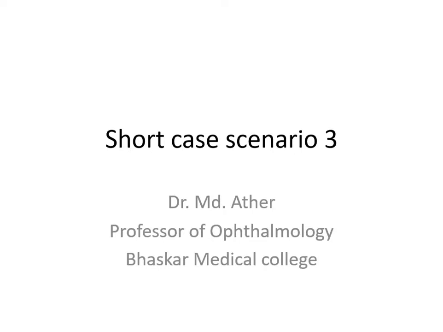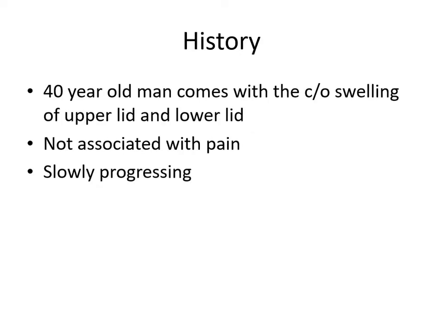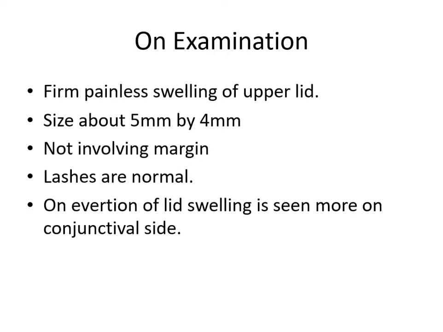So the third short case scenario is a 40-year-old man who comes with a complaint of swelling of the upper and lower lid, not associated with pain. It is slowly progressing in nature. On examination, there is a firm, painless swelling of the upper lid, size about 5 millimeters by 4 millimeters, not involving the margin. Lashes are normal. On eversion of the lid, the swelling is seen more on the conjunctival side.